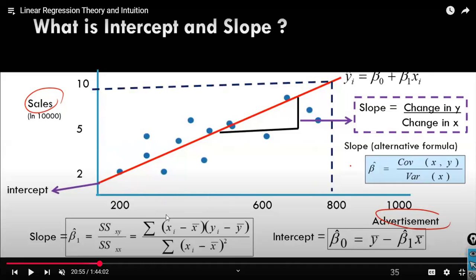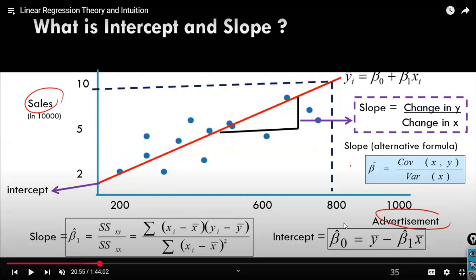Likewise, 200, 300, 400, 500, 600, and 800, right? So with this, visually, if you see here, this is the 200 comma 2, and here, this is your 600 comma 4, which means for the $600 advertisement, we achieved 4 lakh sales, okay?